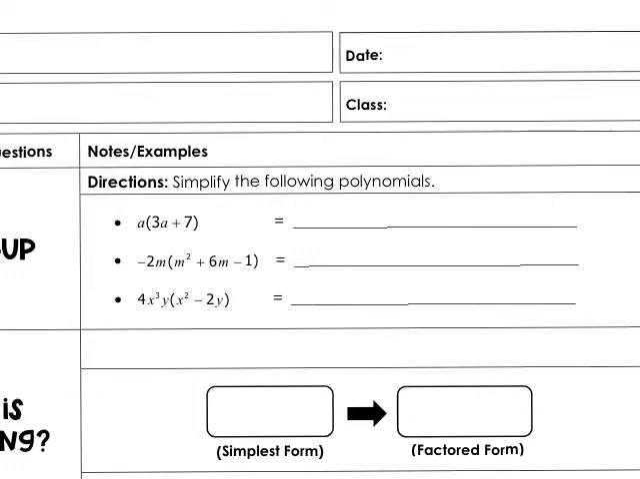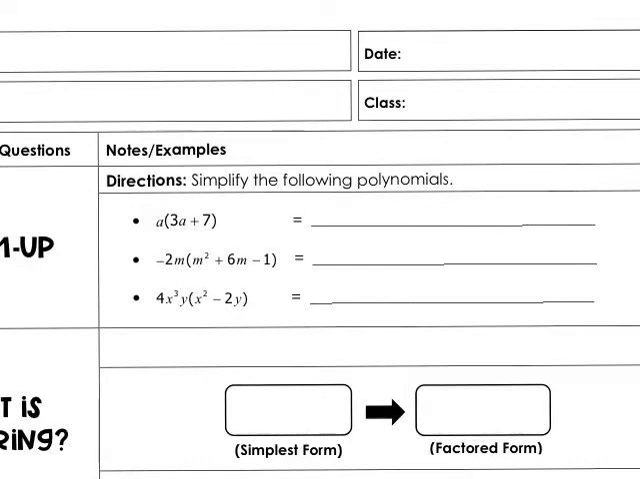Okay, so let's start by warming up by multiplying the monomial times the binomials and trinomials that are here. So this would give you a times 3a is 3a squared, and a times 7 is 7a.